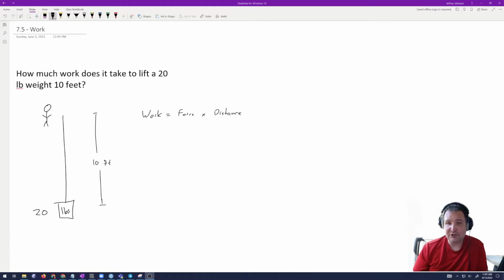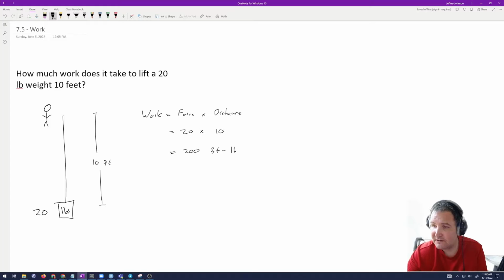So I have a little picture drawn with a stick man and a long 10-foot rope with 20 pounds at the end of it. And there's a formula that we typically use when we're trying to find work. It's force times distance. In this case, we have a force of 20 pounds and a distance of 10 feet. And what we get is 200 foot-pounds. Foot-pounds is a measure of work.